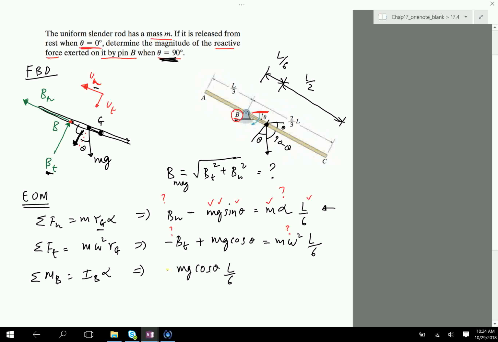So clockwise is negative, equals inertia about B. Okay, we know the inertia about G, and this is something which will be given to you. You don't have to memorize. It's ml squared divided by 12. That's the inertia of a rod.